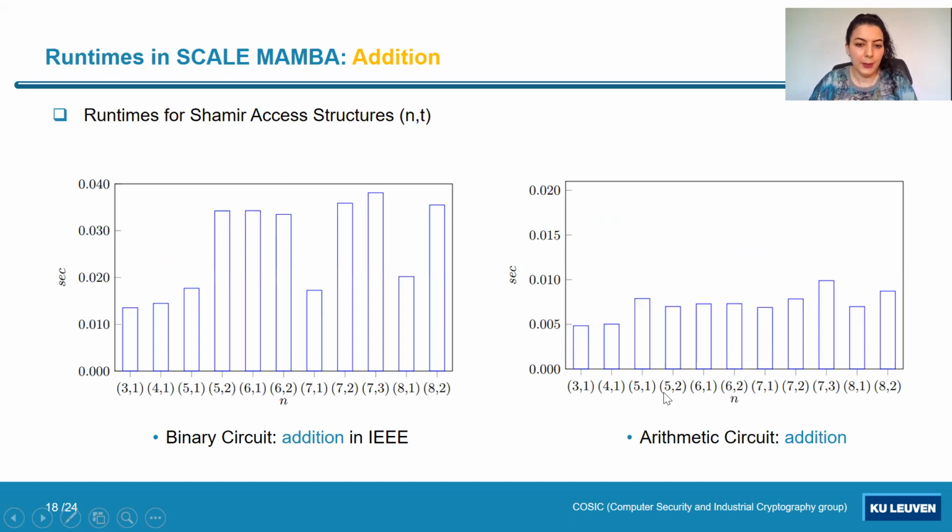Here are two graphs for addition in mod 2 words and mod P words. The y-axis shows the time in seconds, and the x-axis shows the number of parties N and the threshold T. I should mention that we are using the Shamir access structure here. You can see that addition is complex in arithmetic circuits in mod P words.